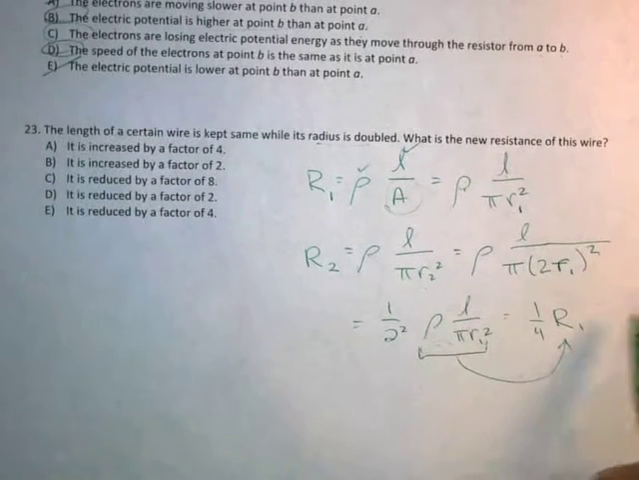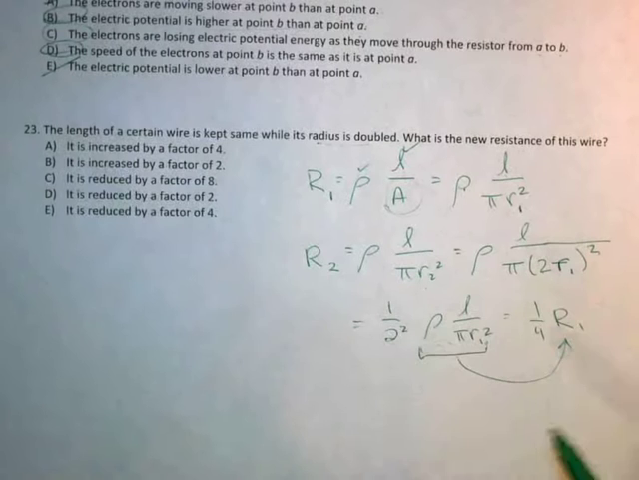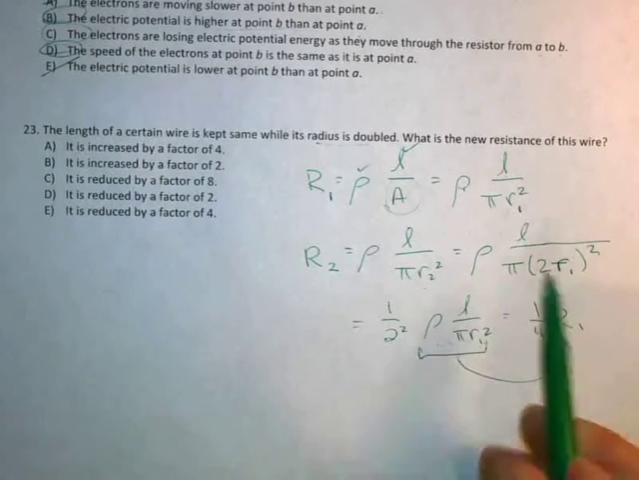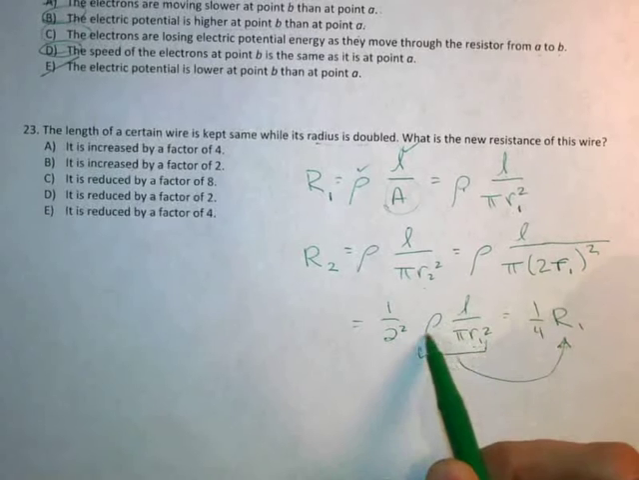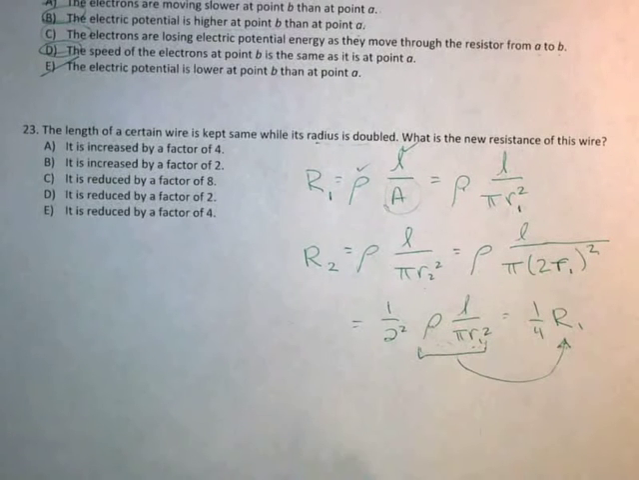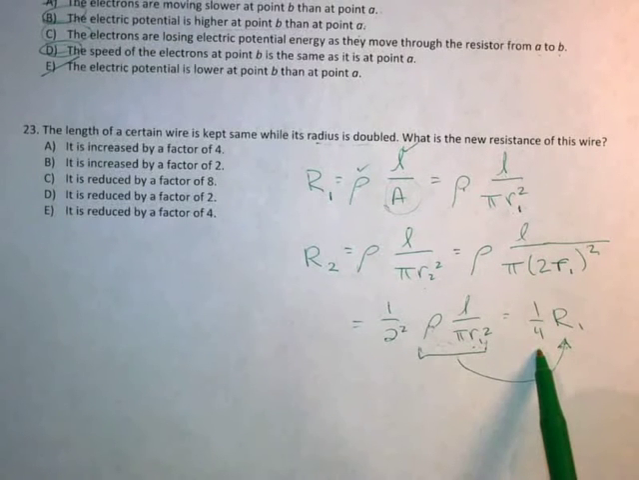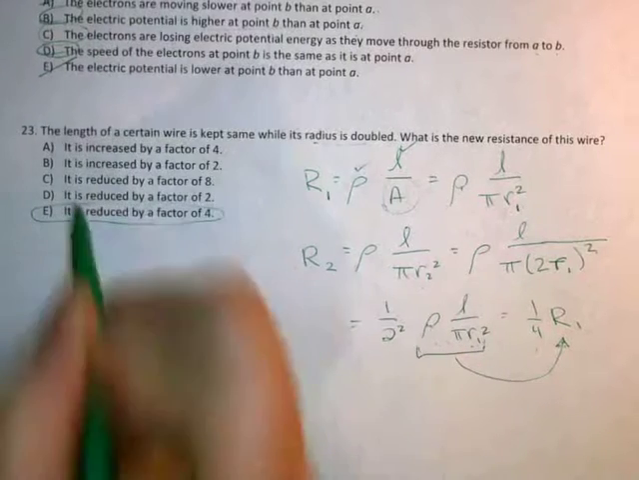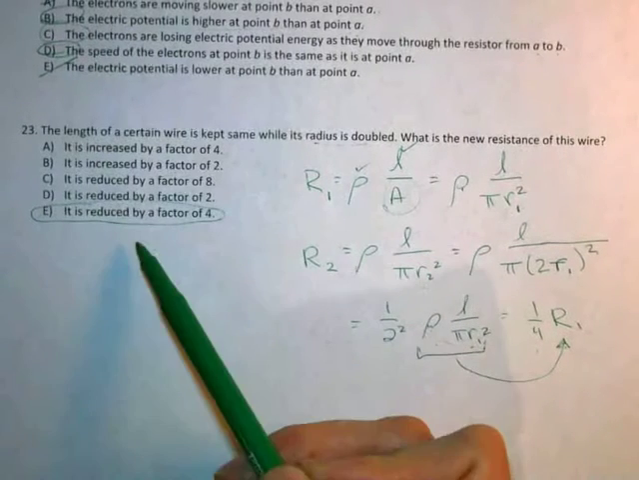So rho L over pi r1 squared, this is just the initial resistance. Big R here is resistance. Little r here is radius. And rho, which is kind of like a Greek R, is the resistivity. That's just a property of the material. So our resistance is reduced by a factor of 4. It's 1/4 as big. It's reduced by a factor of 4.